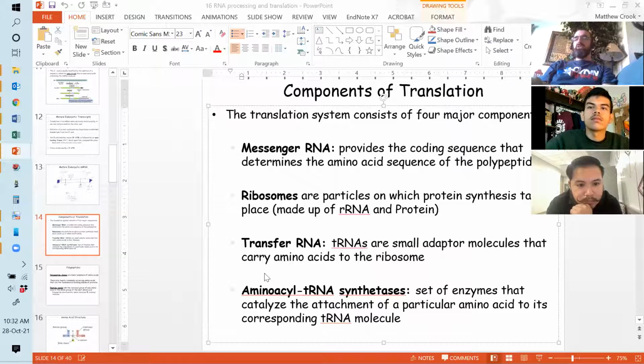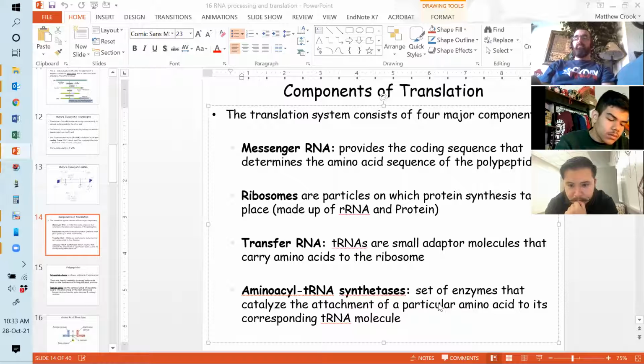And the last bit, which is also critical, is the enzymes that add the amino acids to the tRNAs. These are a bit of a mouthful. They're aminoacyl tRNA synthetases. And they do that in a very specific manner, right? So they use the anticodon to add the correct amino acid to that tRNA. So even before we dive into the details, you can see there's a whole ton of stuff going on.